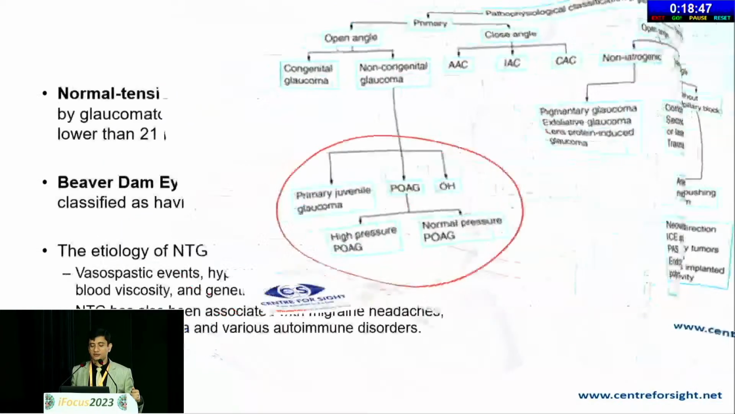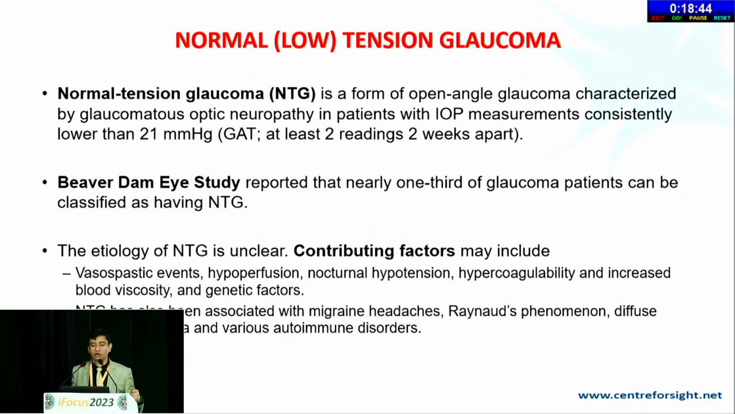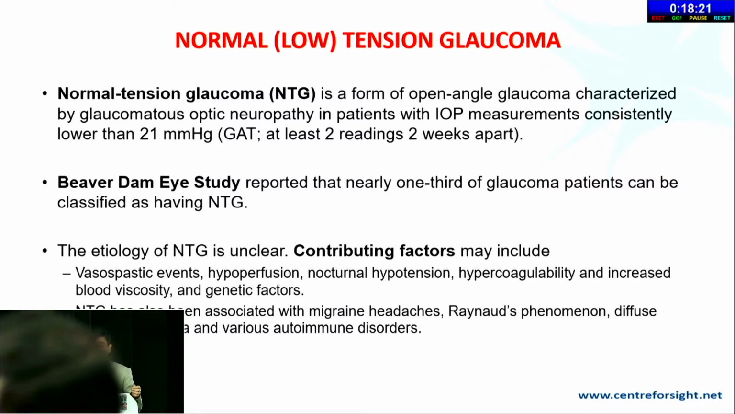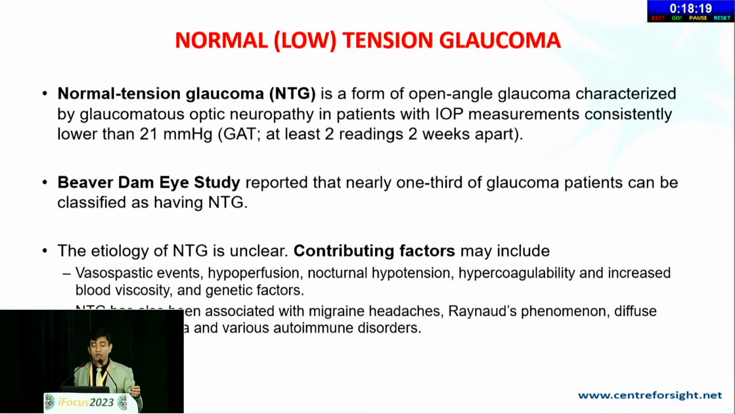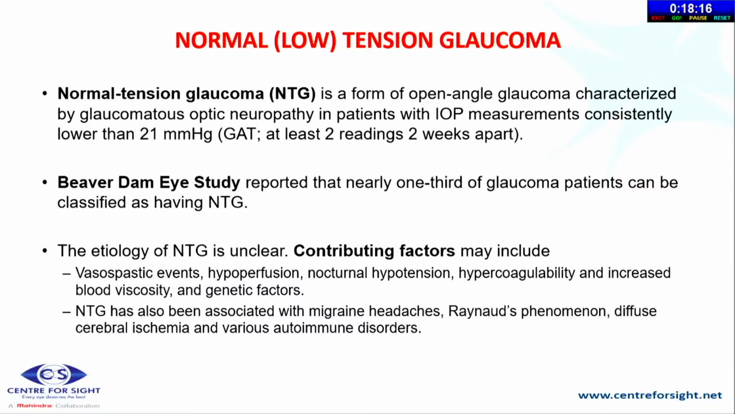We'll be covering these. Starting with normal tension glaucoma, or a better term to describe this condition, low tension glaucoma, is a form of open angle glaucoma characterized by glaucomatous optic neuropathy in patients where you are consistently getting intraocular pressures less than 21. It has to be Goldmann applanation tonometry and at least 2 readings which are 2 weeks apart. The Beaver Dam study reported nearly 1/3 of glaucoma patients could be classified as NTG, but I think it's an overestimation. Practically, we get around 5 to 10% of our glaucoma patients to be NTG.